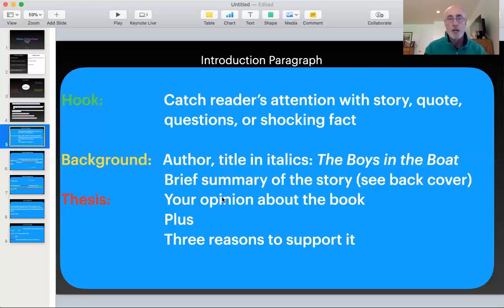The background. Now, your thesis, which I'm going to talk more about in a moment, is two parts. It's got your opinion, and in this case, we've already given you that opinion, so that makes it pretty easy: this is a great book. That's the opinion. You're not writing, hopefully, that it's a horrible book. Then you have the plus, three reasons to support it. That's what you're going to have in your thesis. So these are the three elements I'm going to see in your introduction: hook, background, thesis.